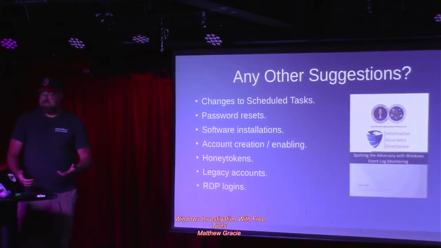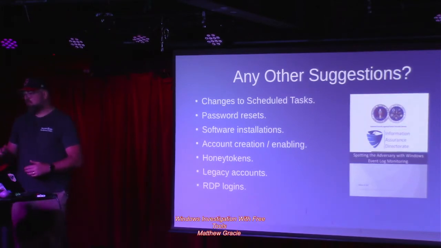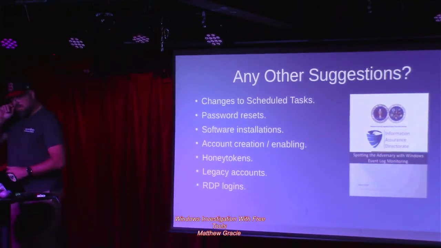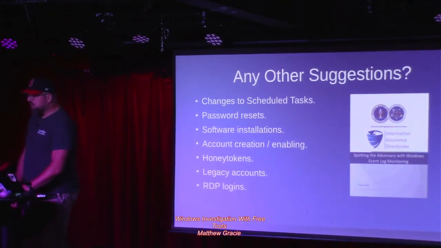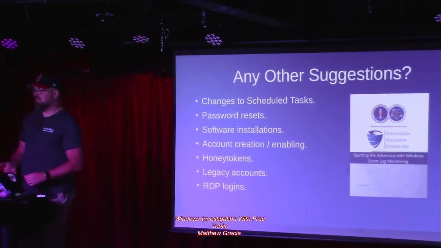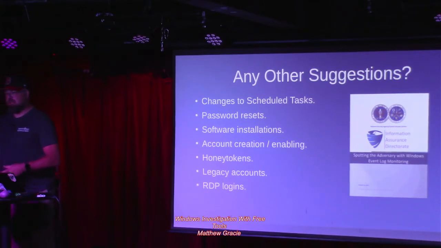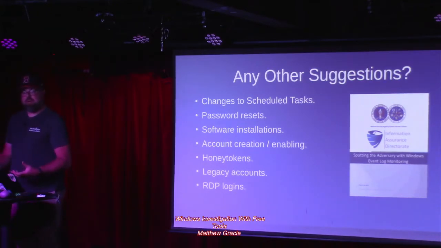For other suggestions, we can ask our friends at the NSA, right? This is another document from about the same era, 2016, 2017, called Spotting the Adversary with Windows Event Log Monitoring. There's a lot of really good stuff in here. It's downloadable off the NSA GitHub, I believe. So look for changes to scheduled tasks, a common persistence technique. Look for password resets happening, software installations. Anything that is installed on an endpoint using an MSI package is going to write events to the log. You can spit those out, process them, and figure out what's going on.